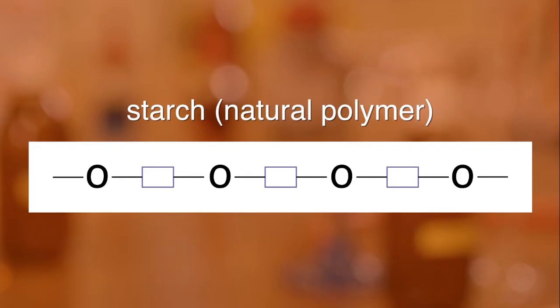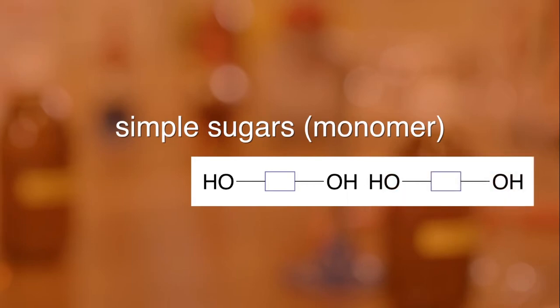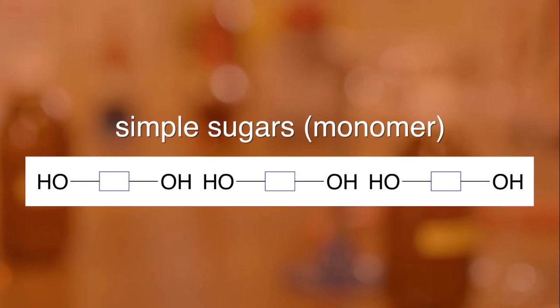Starch is an example of a complex carbohydrate and natural polymer, a long-chain molecule made up of smaller units called monomers. The monomer units that make up starch are called simple sugars. Complex carbohydrates like starch are formed by joining lots of simple sugars together by condensation polymerization.